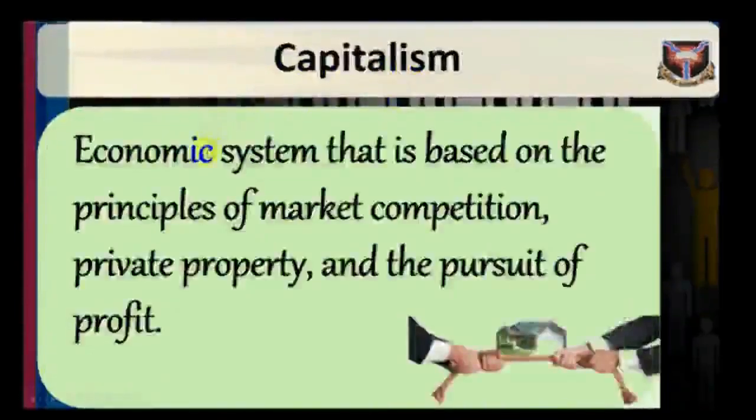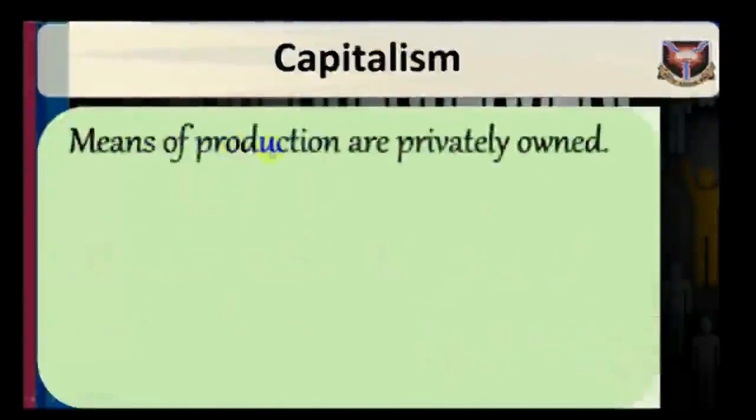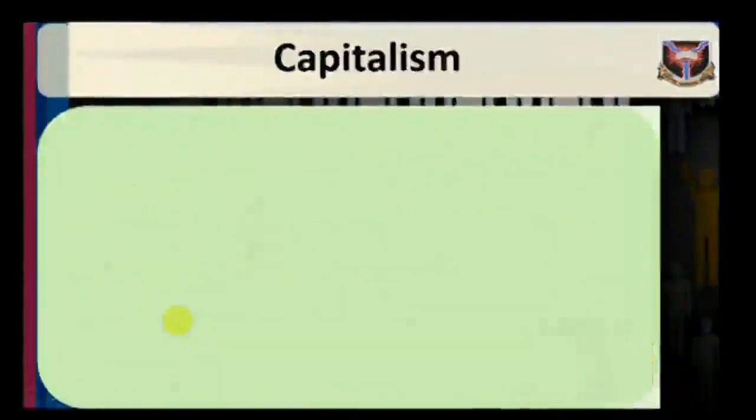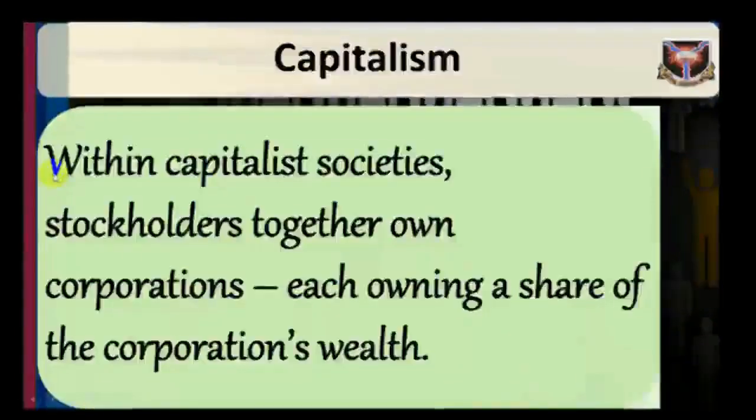Capitalism. This is an economic system that is based on the principle of market competition, private property, and the pursuit of profit. Under the system of capitalism, the means of production are privately owned. The means of production refers to the system by which goods are produced and distributed. To say that in capitalist society some people own the means of production does not simply mean that people own property. It means that some people control the natural resources and own the industries in which goods are produced and sold.